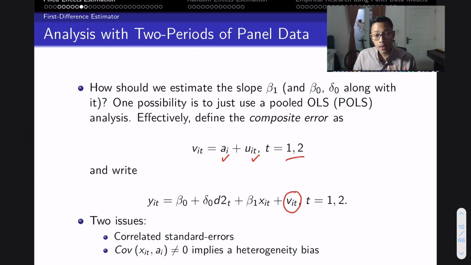And then we discussed this before, correlation between factors that we do not observe and the explanatory variable of interest is going to make the estimated beta 1 hat biased. Now, in this case, if the bias is introduced by this heterogeneity across individuals, then we're going to get what's called heterogeneity bias.